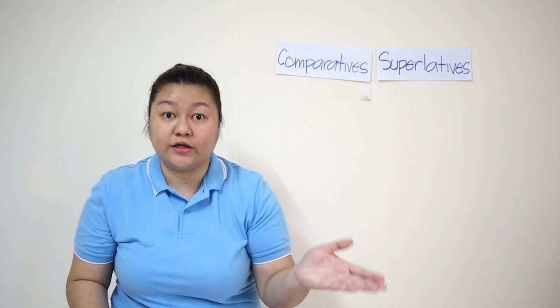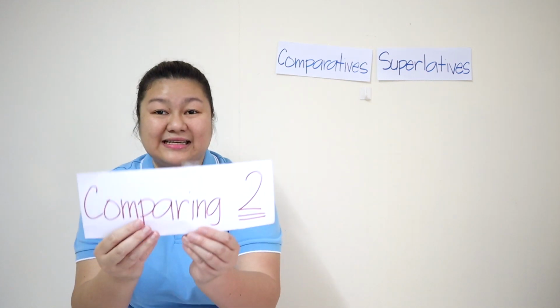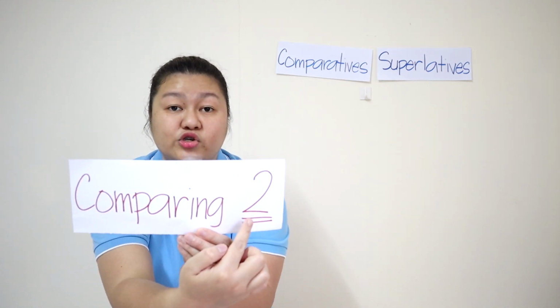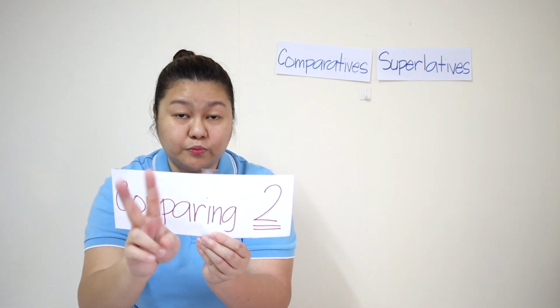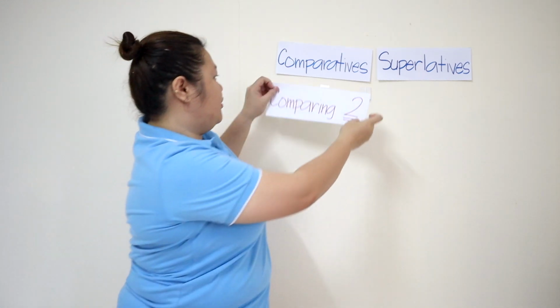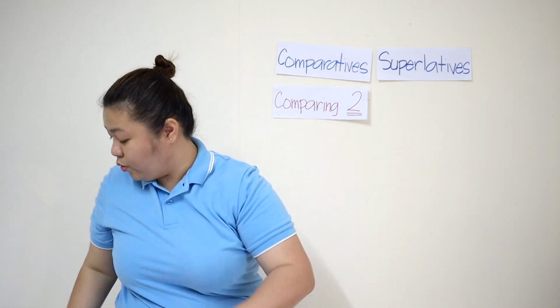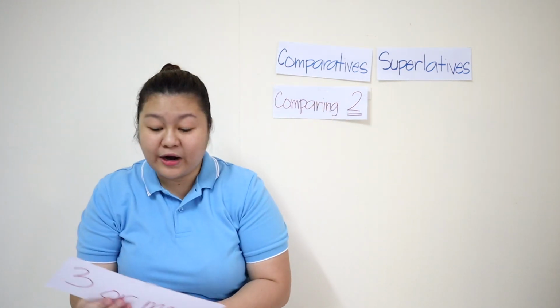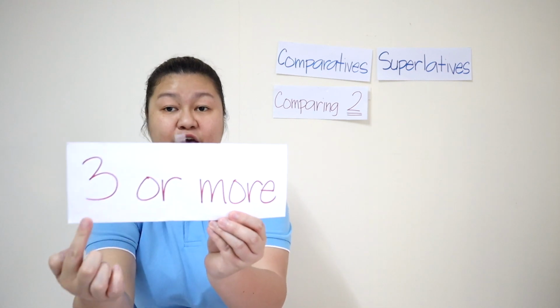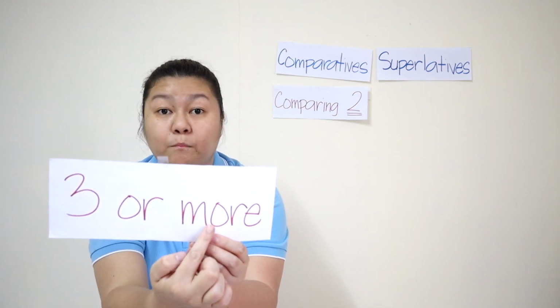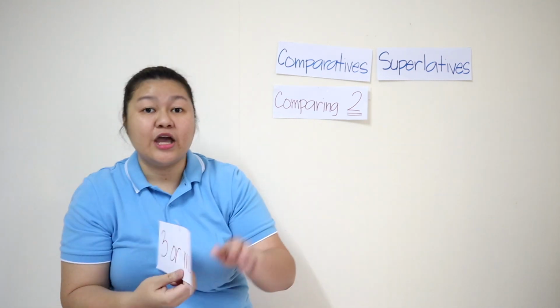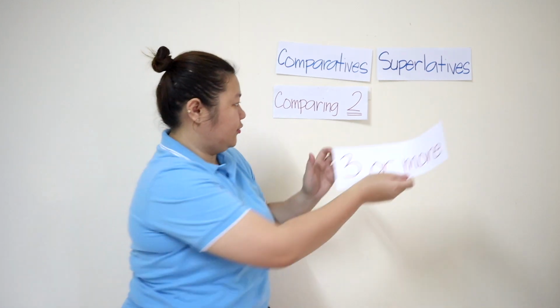Comparative, from the word compare, it is comparing two objects only. So comparative is comparing two, while superlative compares three or more. Yes, you're correct. Three or more.